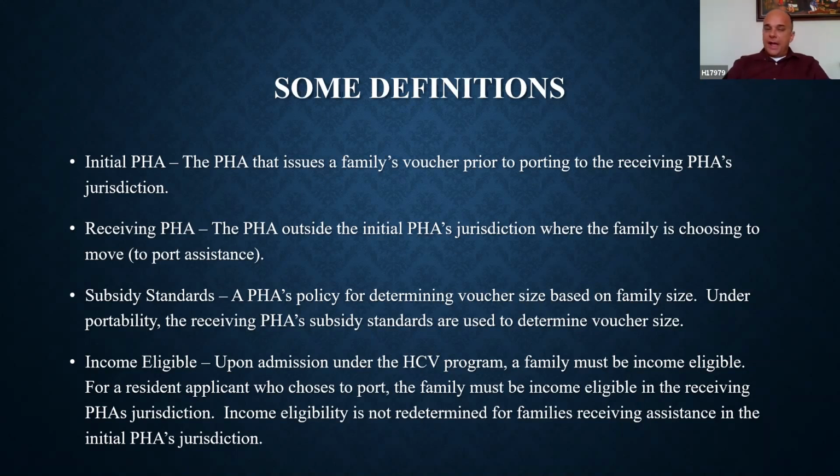We're going to talk a little bit about income eligibility. Upon admission under the HCV program, a family must be income eligible. For a resident applicant, I'll define that in a minute. For a resident applicant who chooses to port, the family must be income eligible in the receiving PHA's jurisdiction. Income eligibility is not redetermined for families receiving assistance in the initial PHA's jurisdiction. I'm going to get into defining what those actually mean here in a second.